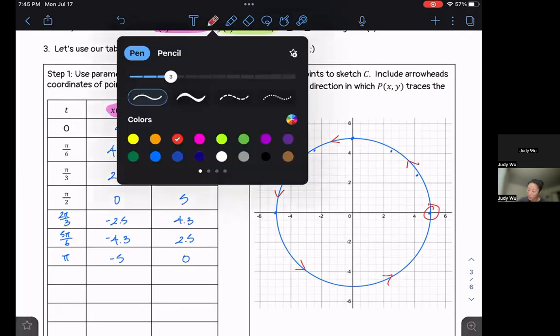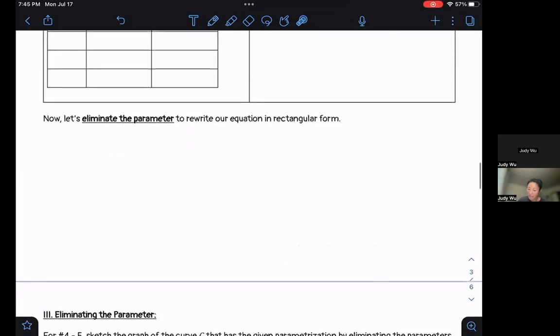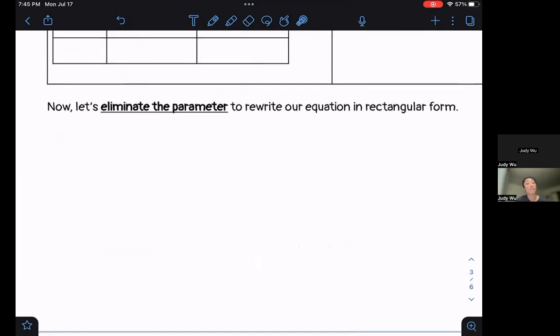But this is one way of doing it. And as you can see, this kind of requires a calculator to do. We've got to plug in all of these numbers, and I didn't even plot all of them. I only plotted half of the circle. It's just kind of a lot. So that's where this technique called eliminate the parameters comes in helpful.